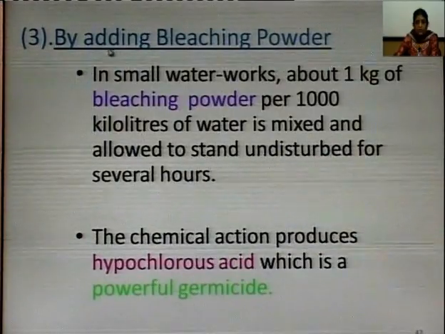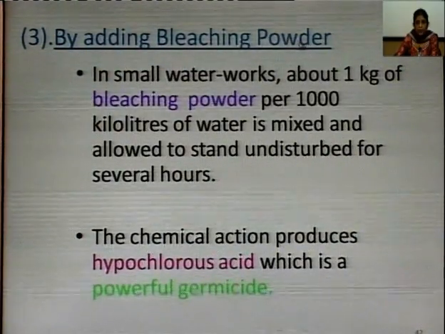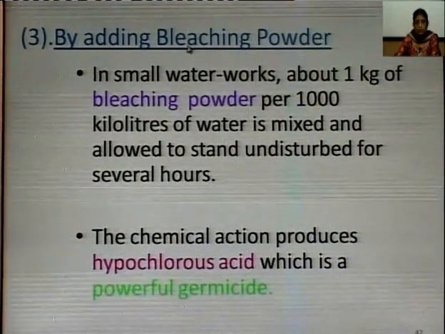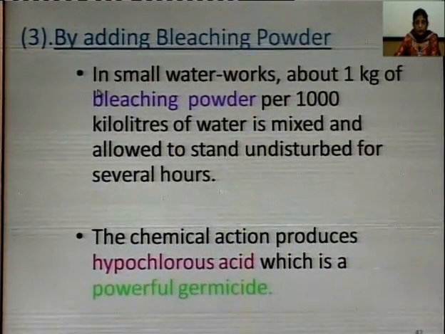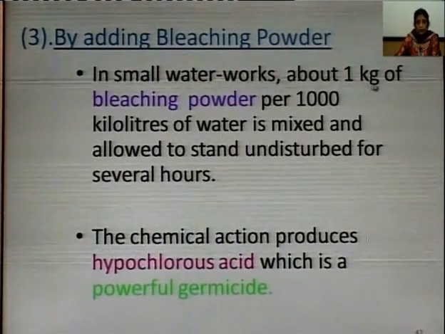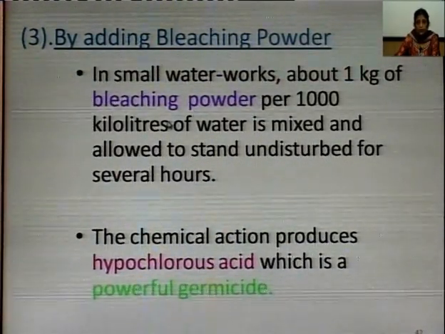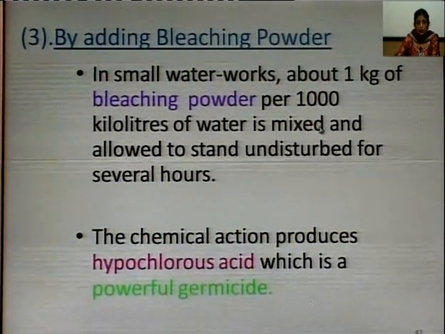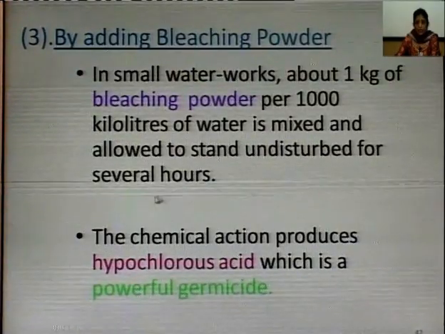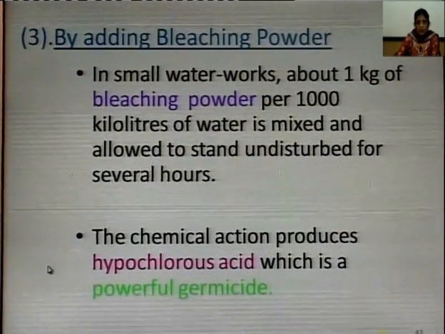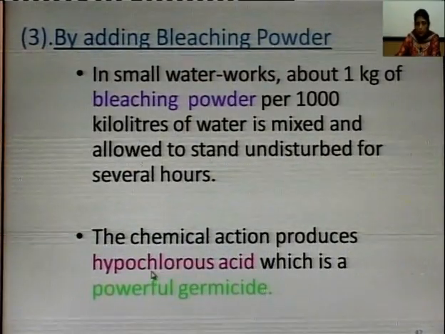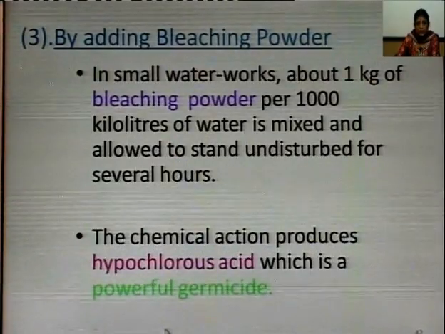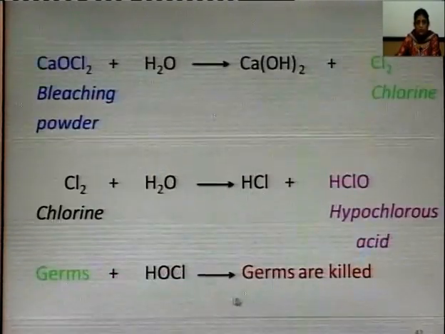Then the third method is by adding bleaching powder. Bleaching powder is CaOCl2, calcium hypochlorite. So, in small water works, about 1 kilogram of bleaching powder to 1000 kiloliters of water is mixed and the water is kept undisturbed for several hours. A chemical reaction takes place between water and bleaching powder, and it produces hypochlorous acid, which is a powerful germicide.